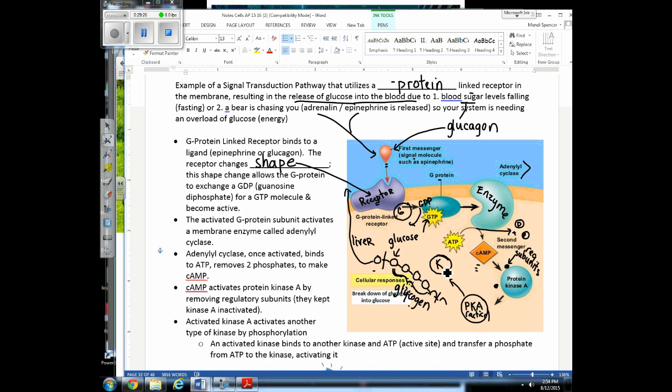What kinases do is they activate other kinases by phosphorylating them. That means that they put a phosphate on them. And when this kinase is phosphorylated, that means it had a phosphate group added to it, it is now active. So you now have an active kinase. And that phosphate group comes from ATP. So this kinase, PKA, that we first talked about, is going to bind to ATP and this inactive kinase, and it strips off one of the phosphates and attaches it to this second kinase, activating it.